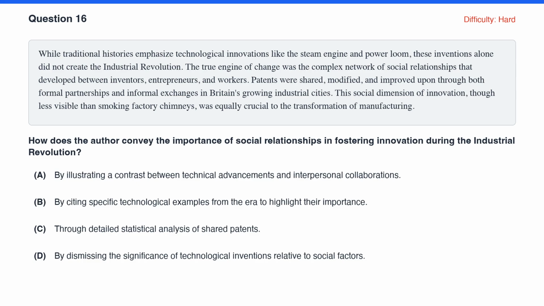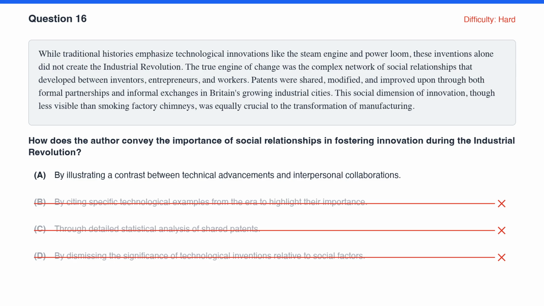The choices offer 4 possible techniques: a contrast between technology and collaboration, a focus on specific inventions, a statistical breakdown of patents, or an outright dismissal of technology. We should look for the move the passage actually performs. Choice B is wrong because, although the steam engine and power loom are named, the author uses them as a foil rather than highlighting their importance.